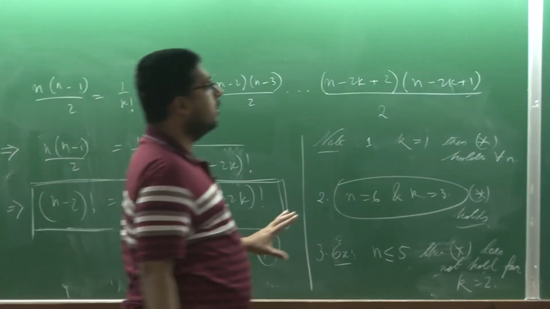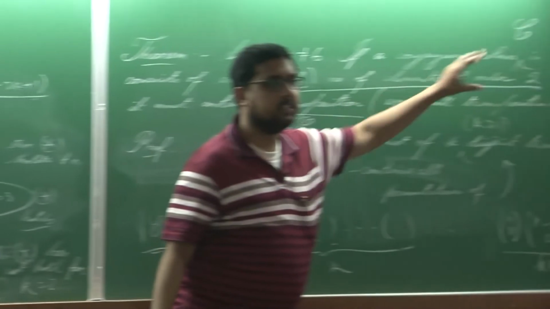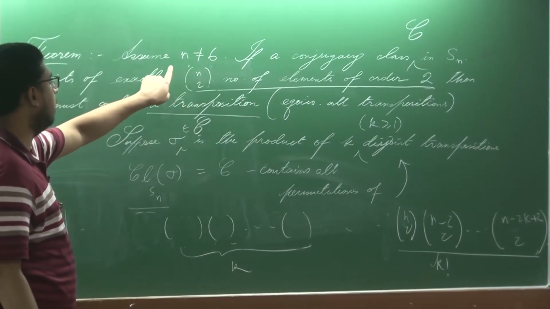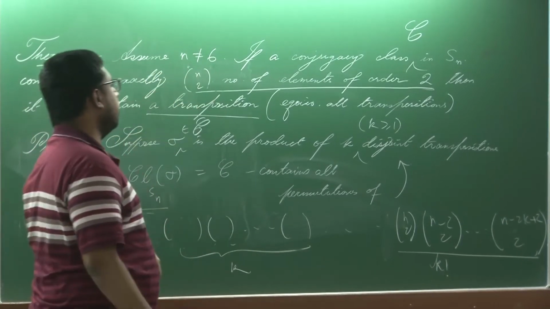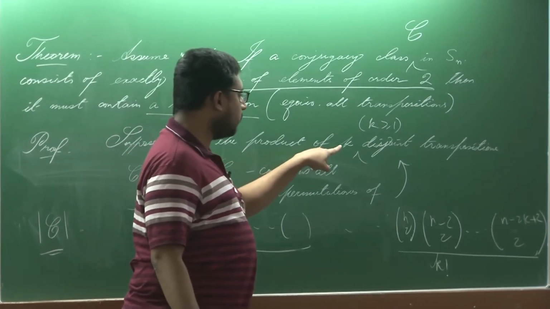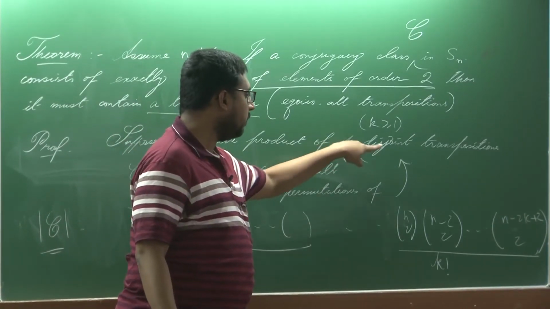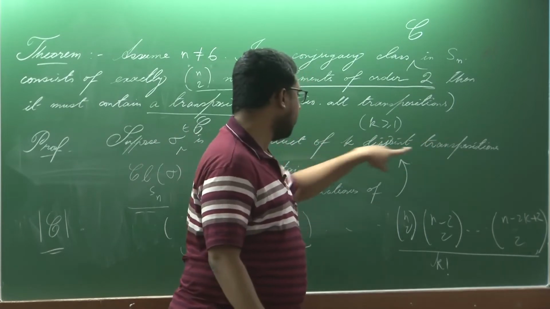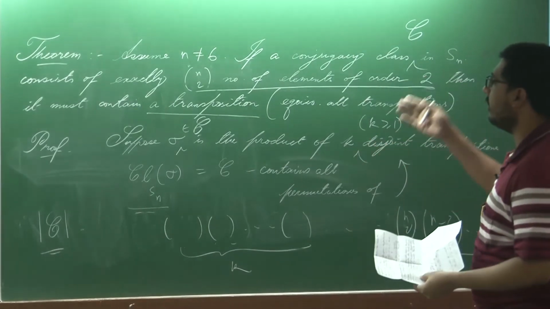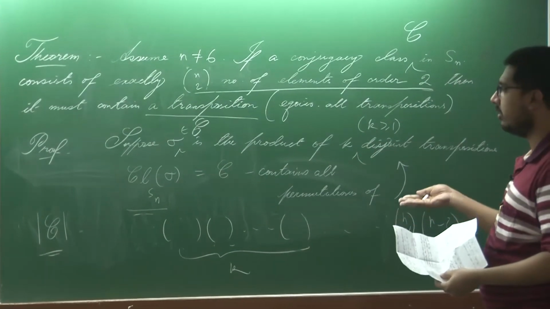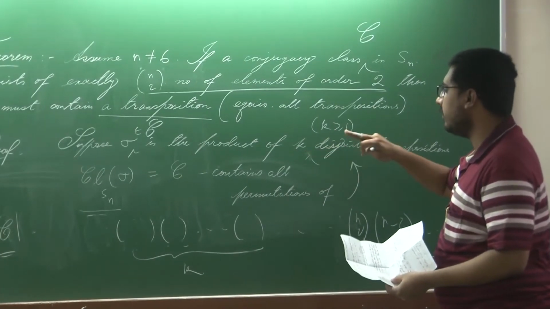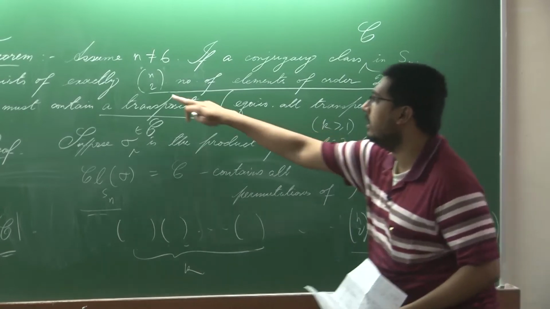So, thus we prove this theorem, that is when n is anything other than 6, then the conjugacy class consisting of permutations of this cycle type with k greater than 1 cannot have this size.